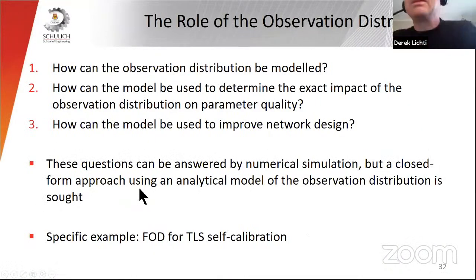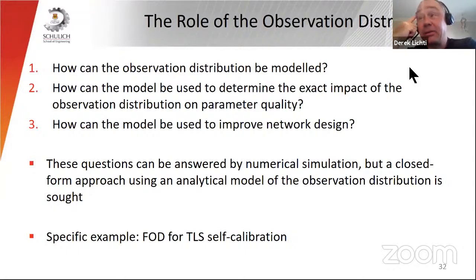So questions that can come from this is, first of all, how can we model the observation distribution in a least squares problem like this? And how can we use that model to determine exactly the impact of the distribution on parameter quality? And then how can we use this model to try and improve network design? These are simple problems, but we want to apply this to more complex examples eventually. Now, of course, we can't answer these questions by numerical simulation, but what I think is preferable is to use an analytical approach. So some sort of continuous function that describes the distribution model.